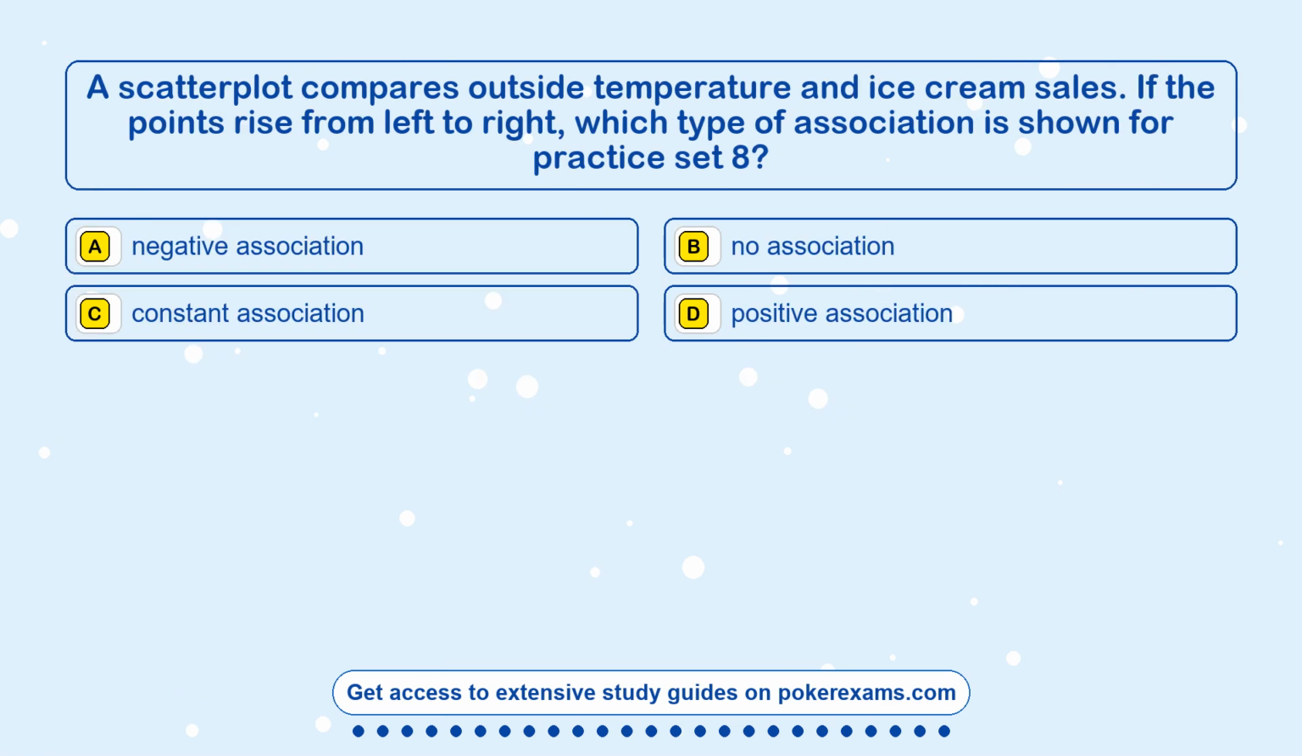Question 25. A scatter plot compares outside temperature and ice cream sales. If the points rise from left to right, which type of association is shown for practice set 8? Option A negative association. Option B no association. Option C constant association. Option D positive association.